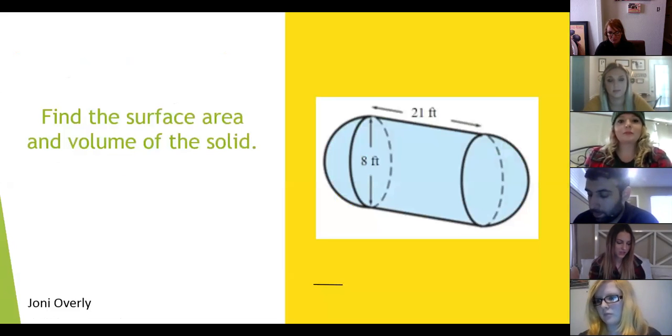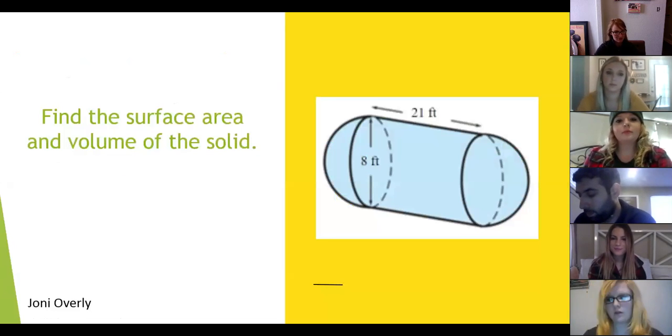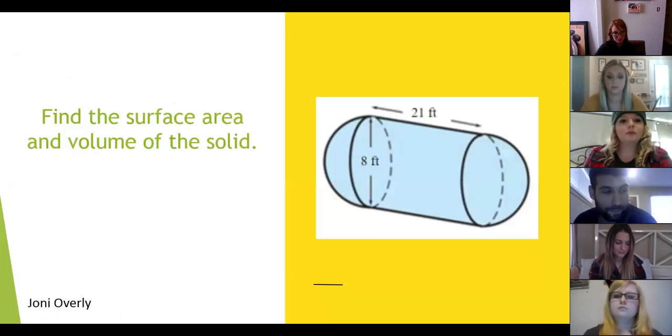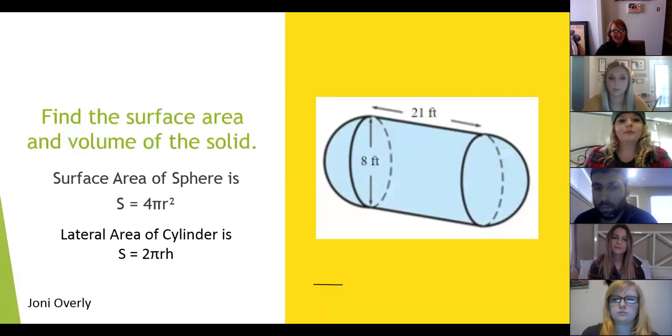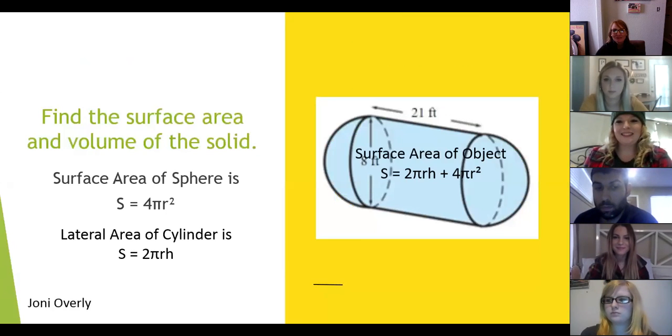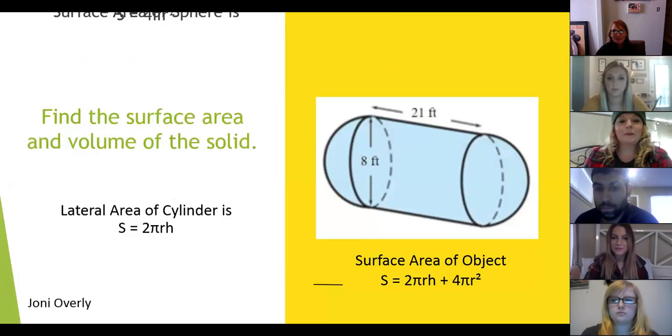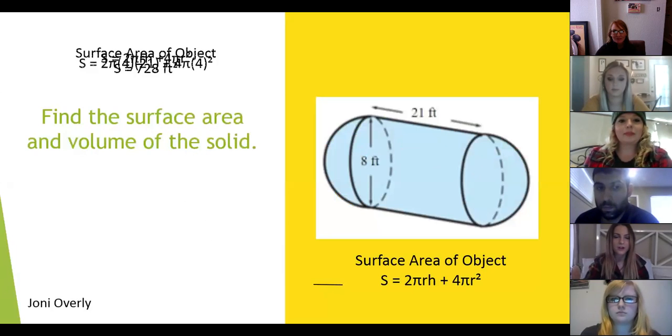Okay, Joni, how do you find the surface area of a sphere? Okay, so for your surface area, you are going to just use your formula, 4 pi, which is 3.14, r squared. Thank you. That is it. Great job.